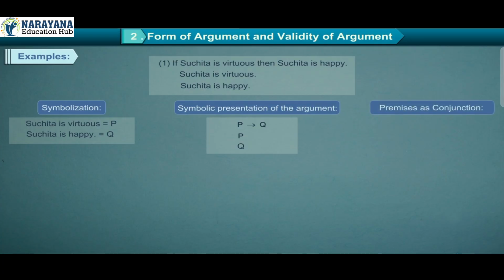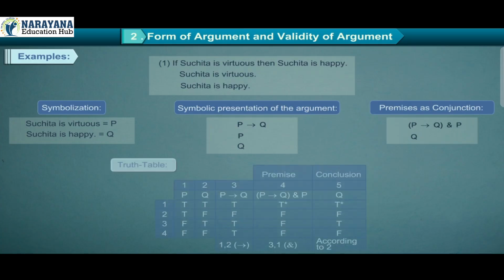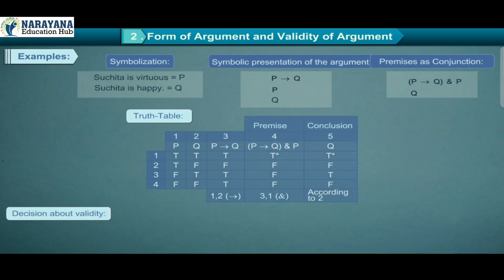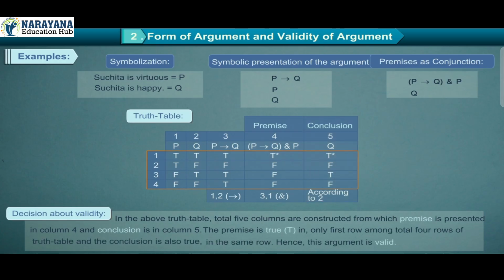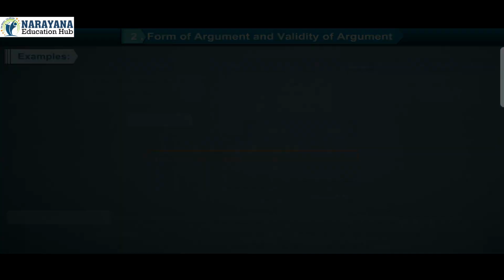Therefore, Q. Premises as conjunction. In bracket, if P, then Q, bracket over, and P. Therefore, Q. Truth table. Decision about validity. In the truth table, total 5 columns are constructed, from which the premise is presented in column 4 and the conclusion is in column 5. The premise is true, that is T, in only the first row among the total 4 rows of the truth table, and the conclusion is also true in the same row. Hence, this argument is valid.